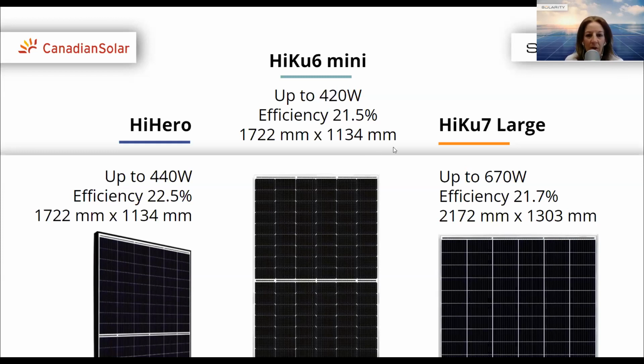Regarding models from Canadian Solar, as we mentioned, they offer us HiHero as a heterojunction technology. Also in Q3, August, TOPCon is probably coming with a power output of about 550 watt peaks. And definitely, as Jinko already mentioned, for commercial projects, you should know Hiku 7 large. So now we can move to another slide.